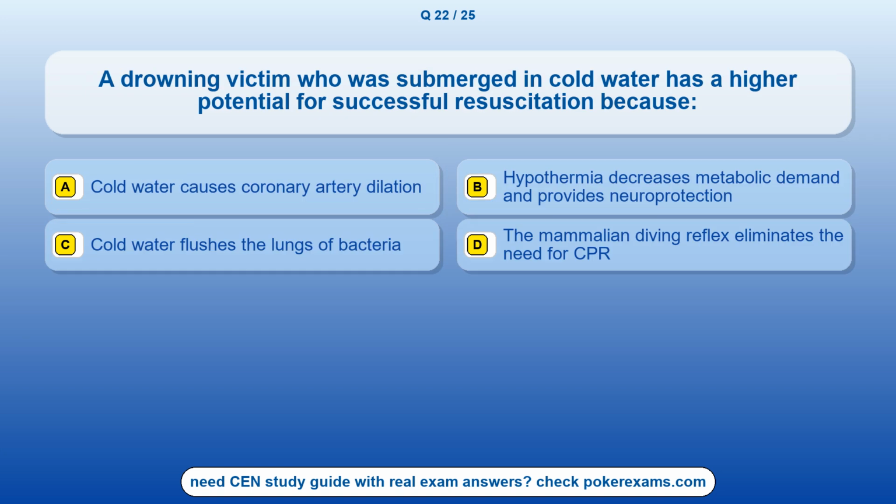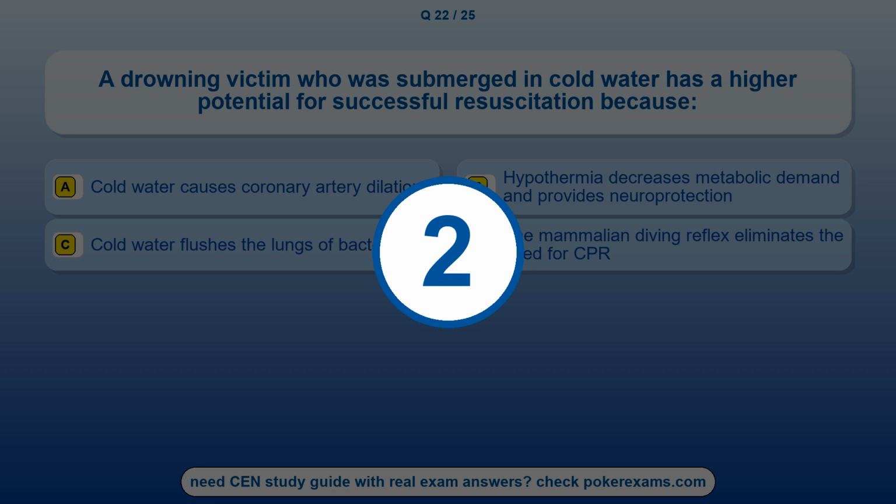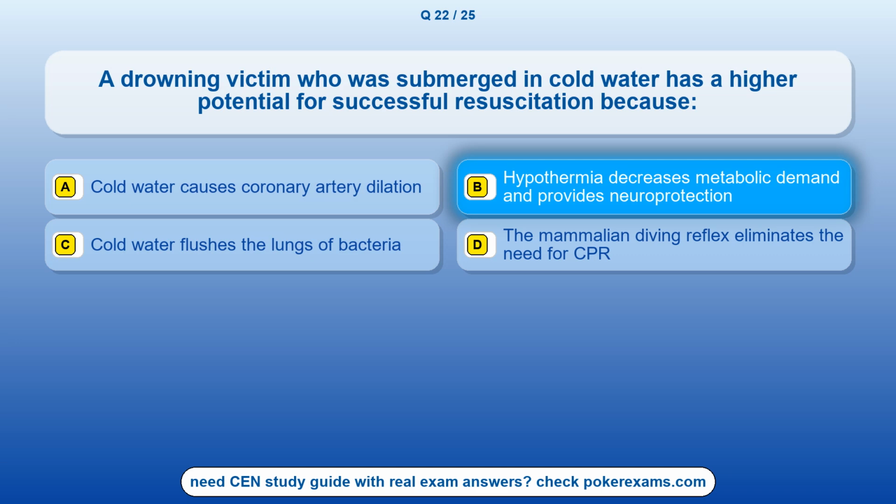Question 22. A drowning victim who was submerged in cold water has a higher potential for successful resuscitation because option A, cold water causes coronary artery dilation. Option B, hypothermia decreases metabolic demand and provides neuroprotection. Option C, cold water flushes the lungs of bacteria. Option D, the mammalian diving reflex eliminates the need for CPR. The correct answer is option B. Hypothermia decreases metabolic demand and provides neuroprotection.